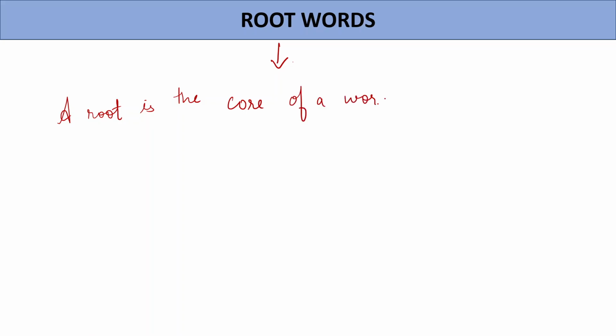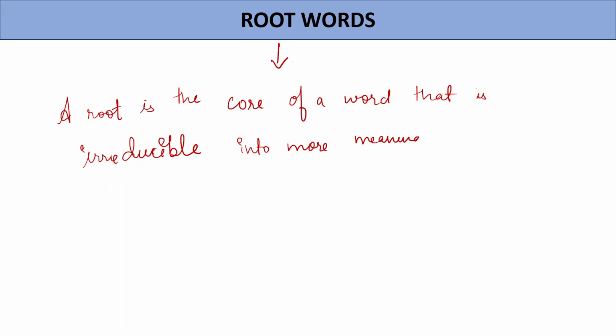A root is the core of a word that is irreducible, right? You can at least get to understand the meaning of the particular word if you know somewhat the half meaning of it. So it is irreducible into more meaningful elements, right? That is why knowing and understanding root words are important. It's what's left after you remove all the affixes.